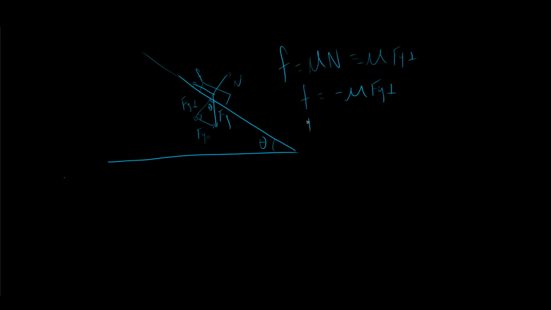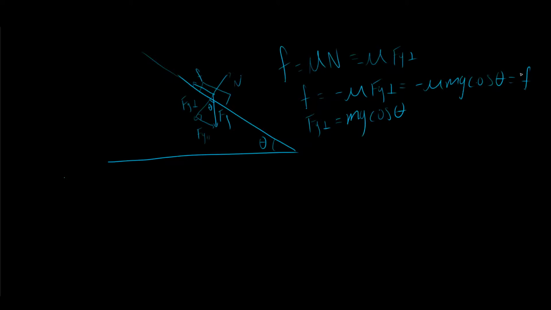And trust me when I say that the force of gravity perpendicular is just going to equal mg cosine theta. There's videos online about it. If you want, I can make another video, but just trust me, it's all good. So this means that negative mu mg cosine theta is equal to friction. So what can I do with that?